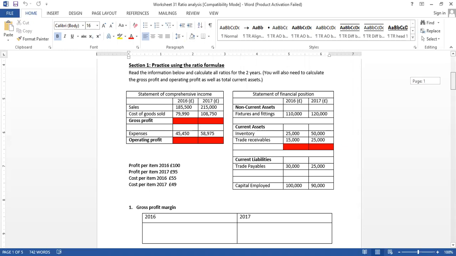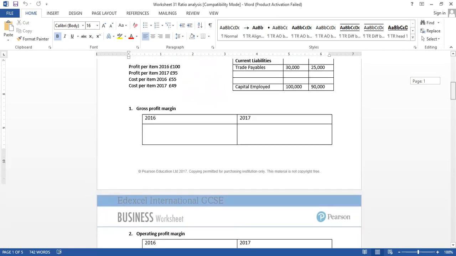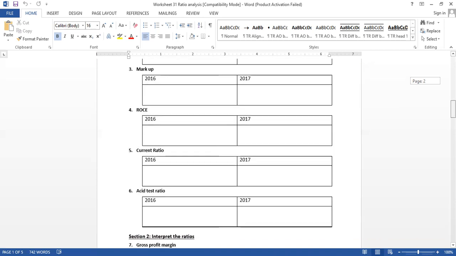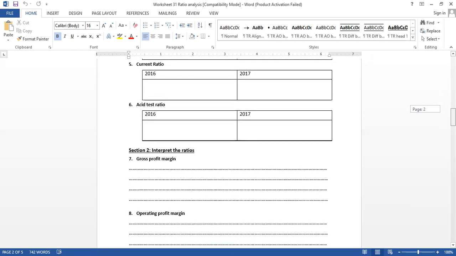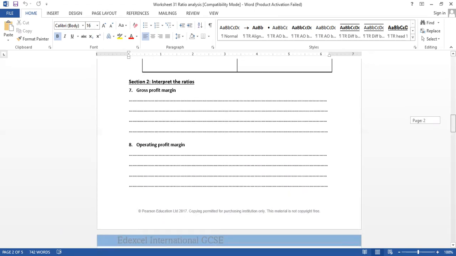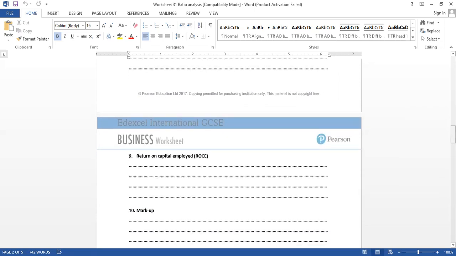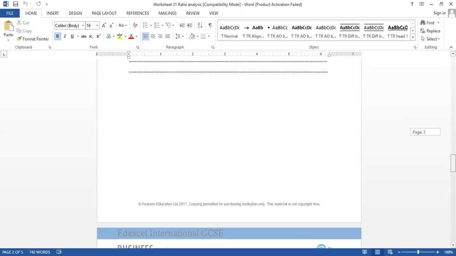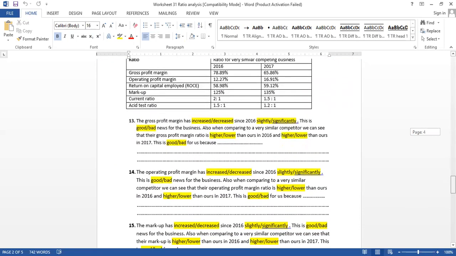For example, here you can see these red-colored items. You have to find those figures, and then we are going to calculate the gross profit margin, operating profit margin, markup ratio, ROCE, current ratio, and acid test ratio. All these 6 ratios you have to do now. Interpreting is a really important section. I'm going to interpret what happened to the gross profit margin, the operating profit margin, ROCE, markup, current ratio, and acid test ratio. And there's a final part where I'm going to do comparing ratios. There's another question on comparing ratios. This is the way of professional writing.